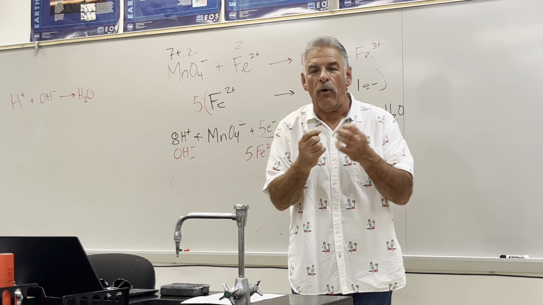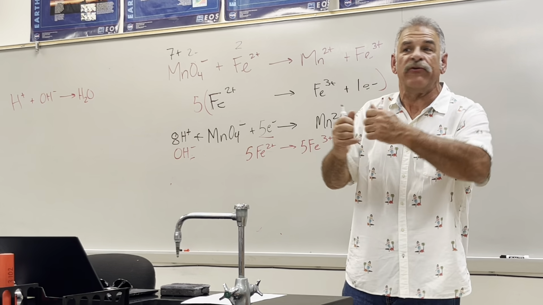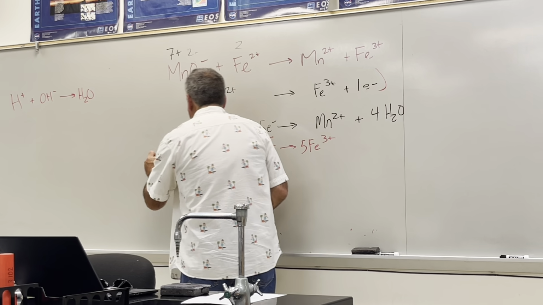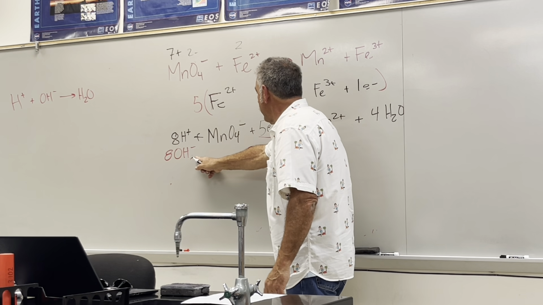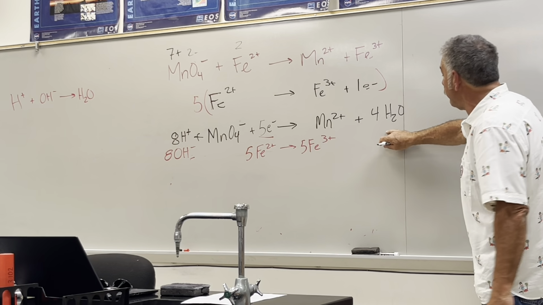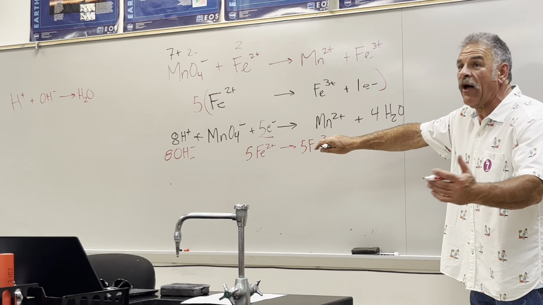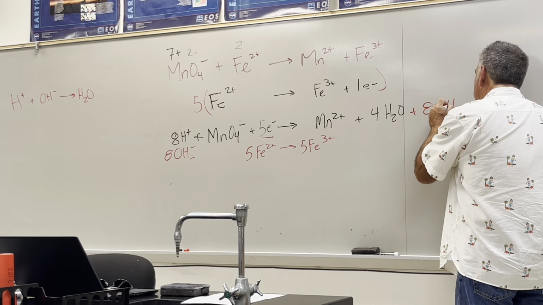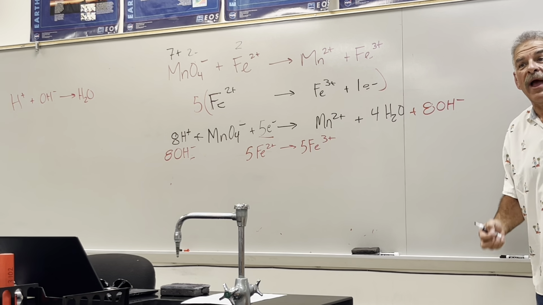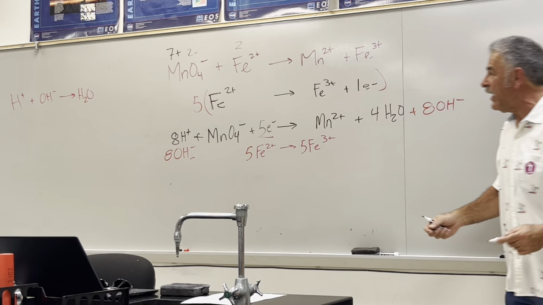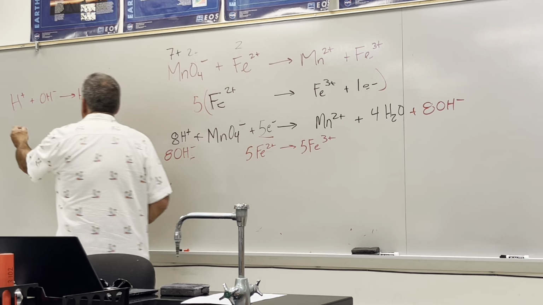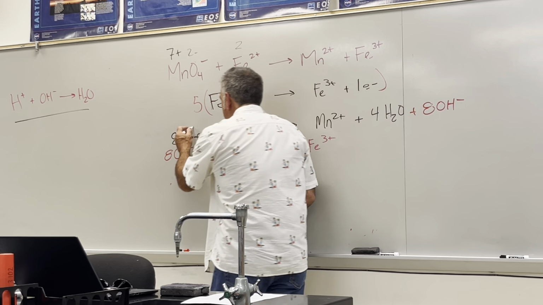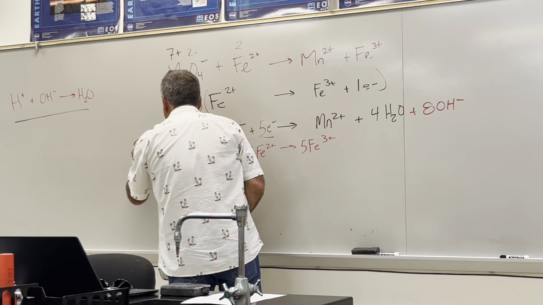If we have extra OH, we're going to use up all the H+. We're going to use up all the acid and have leftover base. So 8 OH minus, all right? But we can't just add it to one side. It's not fair. It's not equitable. So we're going to add it over here too. Now we have to remember that H+ plus OH minus, this formula here, is water. So we have 8 H+ and 8 OH minus, and we're going to make 8 H2O out of that.